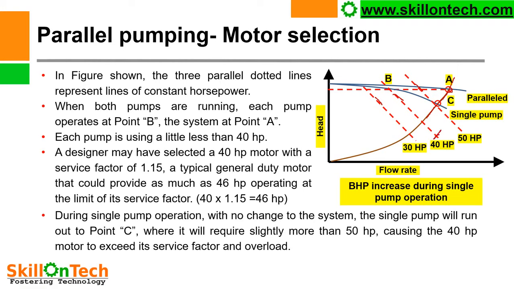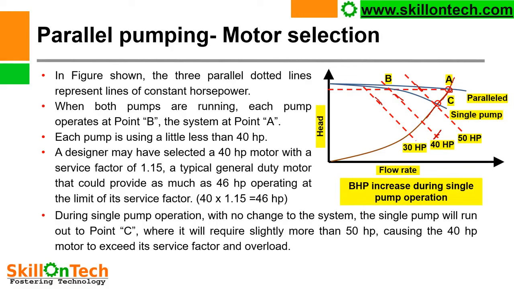A designer may have selected a 40 horsepower motor with a service factor of 1.15, a typical general duty motor that could provide as much as 46 HP operating at the limit of its service factor. 40 into 1.15 equals 46 horsepower. So we are having a motor of 46 horsepower. Suppose, then, what will happen if we need to operate a single pump?